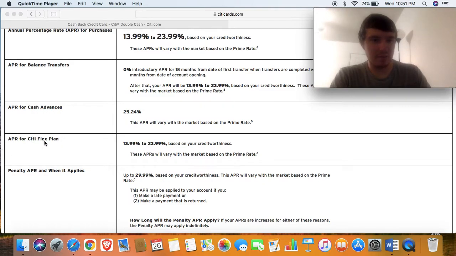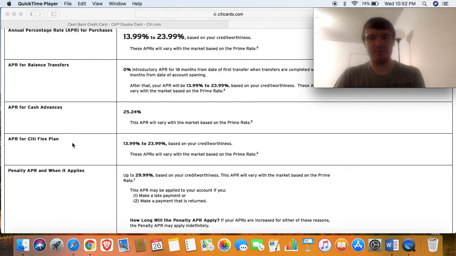Now, right here, APR for the Citi Flex Plan. This is a program specifically that Citi does with their credit cards. And I really haven't looked into it that much. So on this one, do your own research, figure out what it is. But from my understanding, the general idea with the Citi Flex Plan is it's a way to basically get a loan through your credit card, if that makes sense.